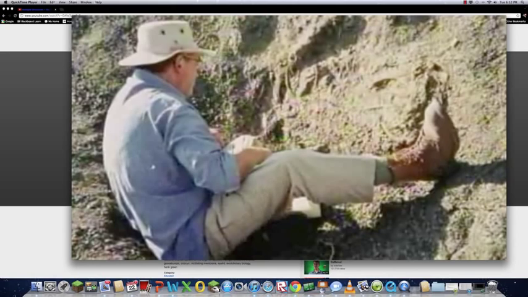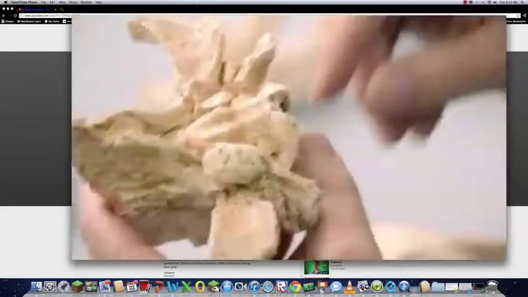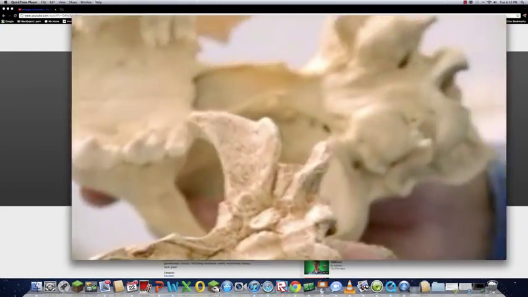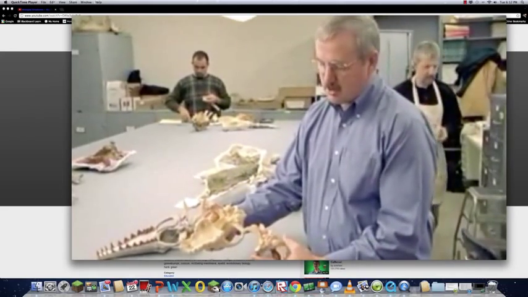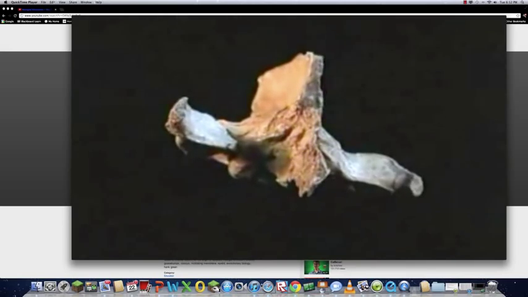This is the original specimen. It's the one we found in about 1978. There are several things that strike you. One is it's very similar in size and shape to the back of a skull of a wolf. But there was something odd about this skull.